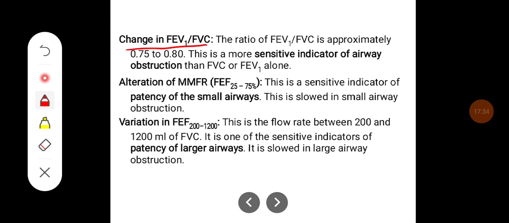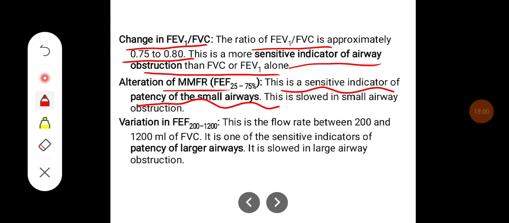Change in FEV1 to FVC ratio. The ratio of FEV1 to FVC is approximately between 0.75 to 0.8. So this is a more sensitive indicator of airway obstruction than FVC or FEV1 alone. Alteration in the MMFR or FEF 25 to 75. This is a sensitive indicator for patency of small airways. This is slowed in small airway obstruction.